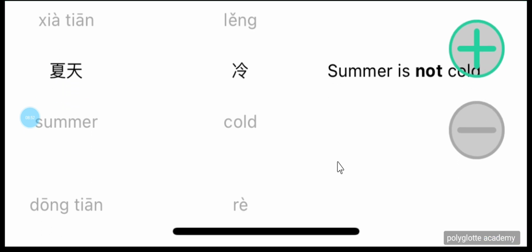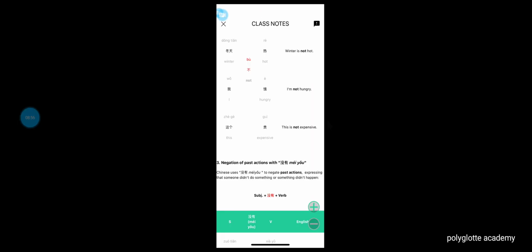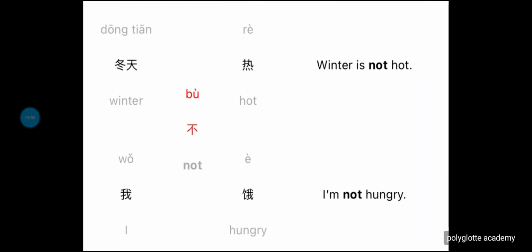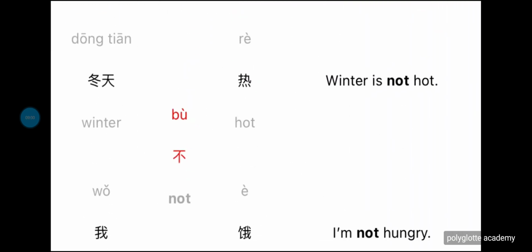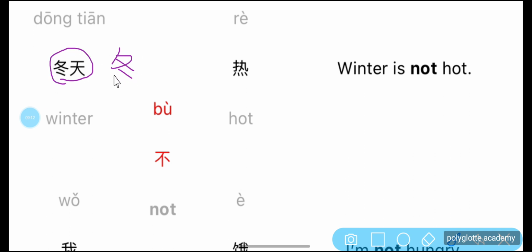夏天不冷，非常好。Summer is not cold. 好，继续, let's move on to the next one. So in the next screen, we are going to continue with 冬天, which means winter. A demonstration on how to write this character. 冬天, this is it. We have a character like this.